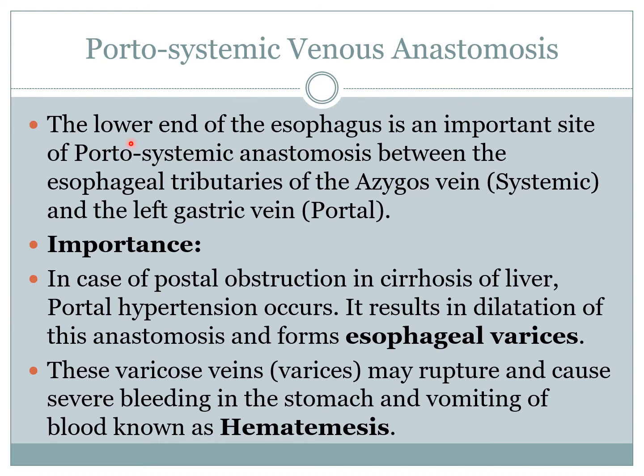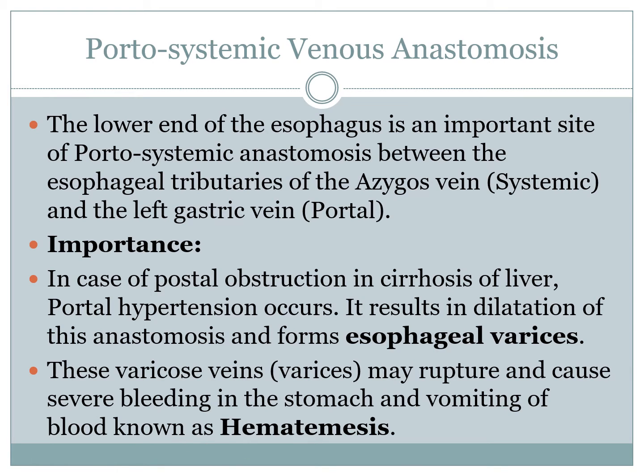The portosystemic venous anastomosis at the lower end of the esophagus is an important site of portal-systemic anastomosis, between the esophageal tributaries of the azygos vein (systemic) and the left gastric vein (portal). Its importance: in portal obstruction, as in cirrhosis of the liver, portal hypertension occurs and results in dilatation of this anastomosis, forming esophageal varices. These varices may rupture and cause severe bleeding into the stomach and vomiting of blood, known as hematemesis.